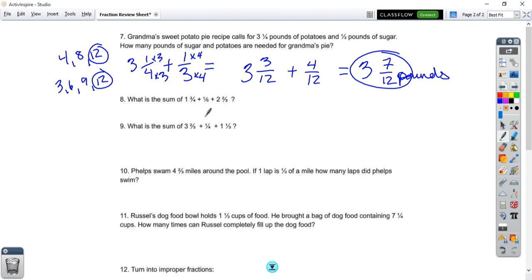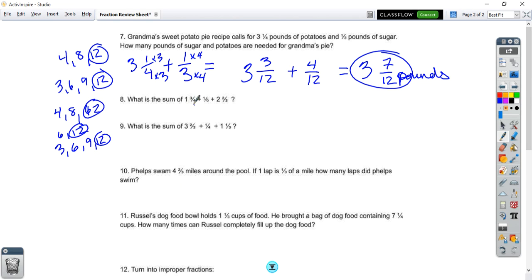Question 8. What is 1 3/4 plus 1/6 plus 2 2/3? Okay, the first thing I need to do is find the denominator. So I have 4, 8, 12. And then I have 6, 12. And I have 3, 6, 9, 12. So my denominator is 12.